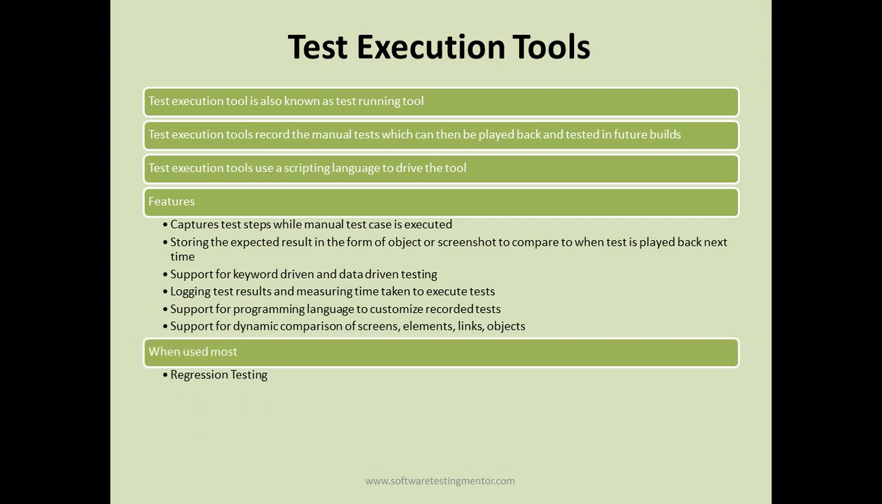Then these tools are used mostly in regression testing, because the regression testing suite is the most re-executed test suite. With any build or any release that you get for your software, you need to execute the regression test suite. So the regression test suite is the most important or best candidate to automate, because that needs to be executed again and again with every build. So test execution tools are most widely used for regression testing.